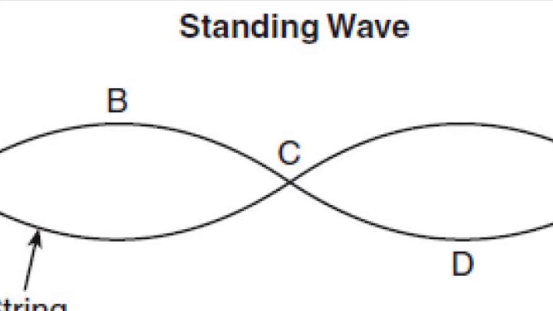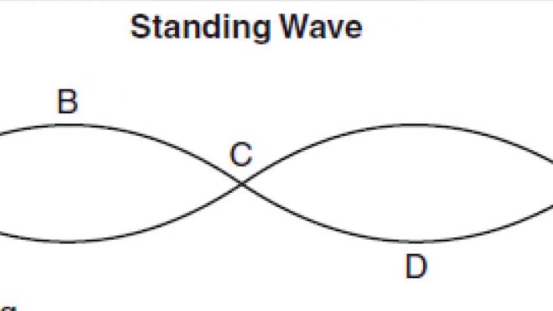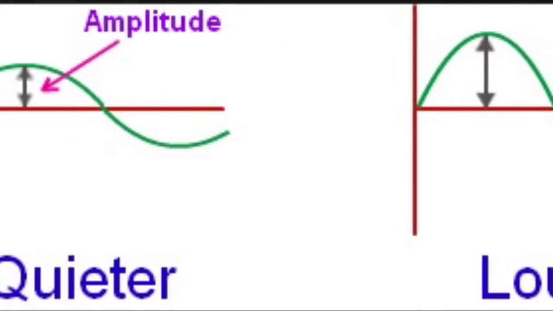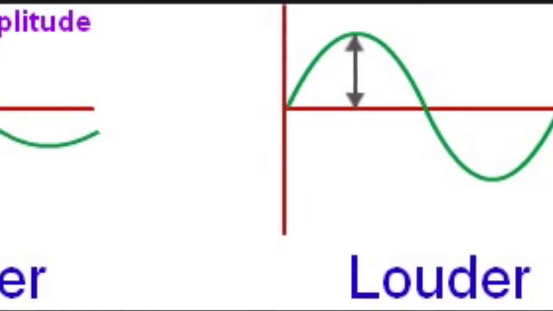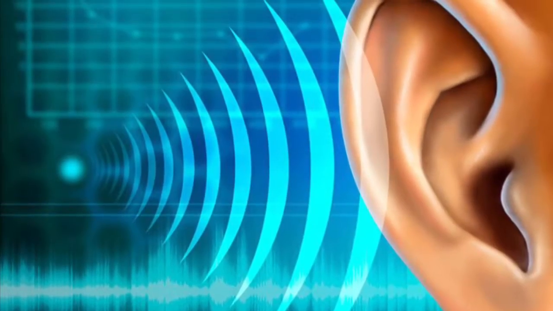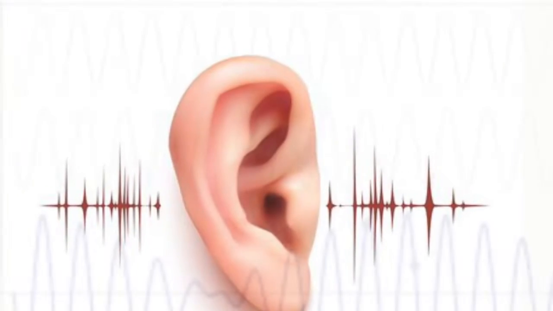It looks like a wave that isn't moving; it doesn't travel anywhere, but its amplitude may change. The amplitude of a wave is the size of the vibration, and this determines how loud the sound is. We have learned that the larger the vibration, the louder the sound is, and vice versa.